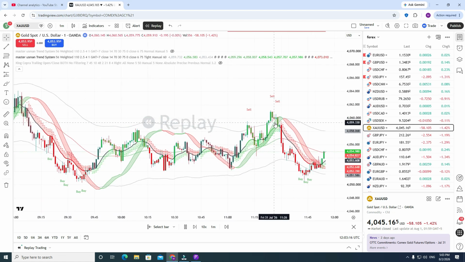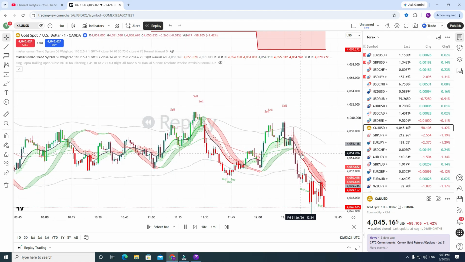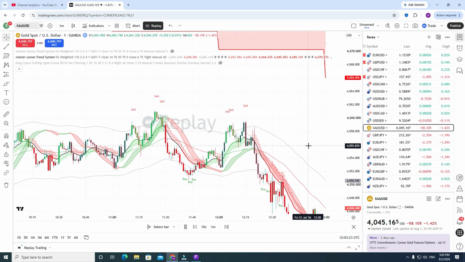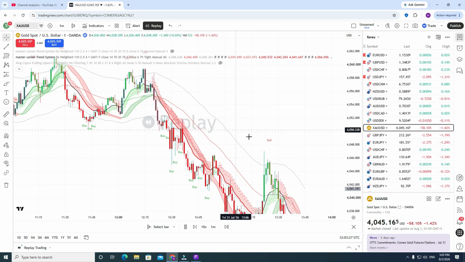Okay, here you got the entry as well, and then you can see you got the profit as well. Here you can see another entry, and you can see you got the profit as well. Okay, so this is very important, because trend is your friend.